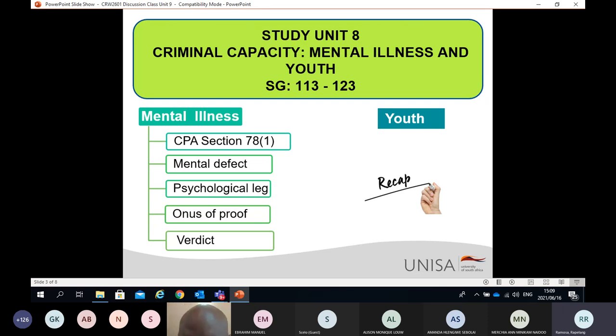have criminal capacity. But if the child is between 10 and 14 years of age in committing the offense, the presumption of incapacity is rebuttable, meaning that the state is able to produce evidence to demonstrate that that child particularly was able to appreciate the wrongfulness of their act and to act accordingly. That was last week.